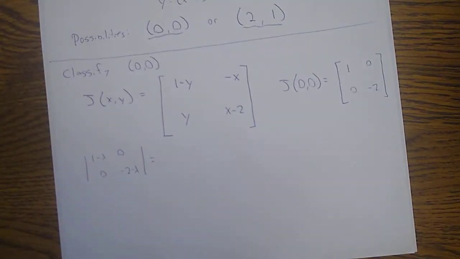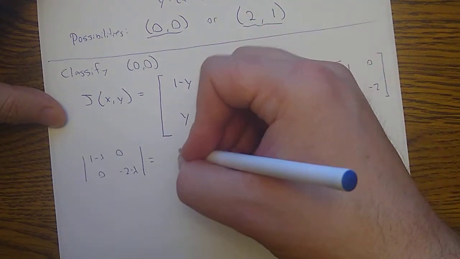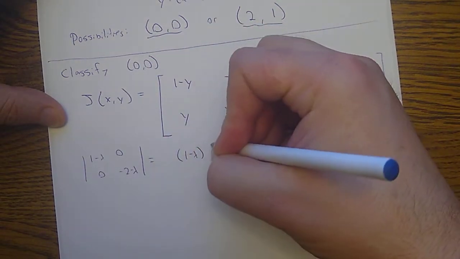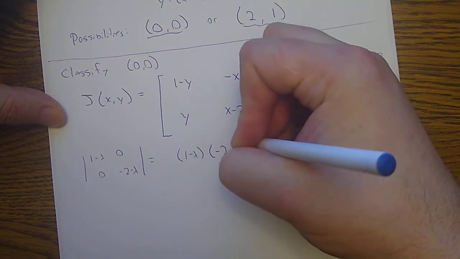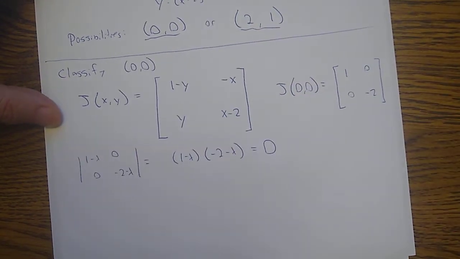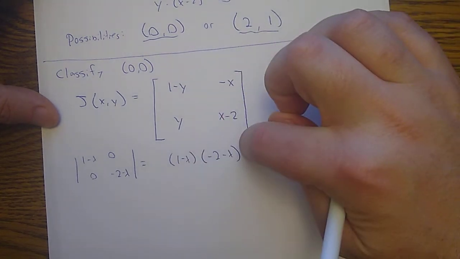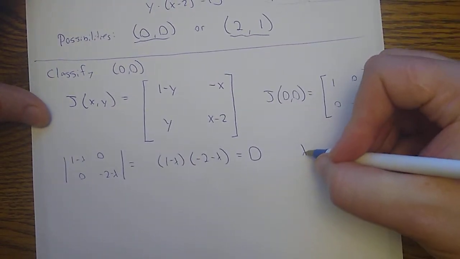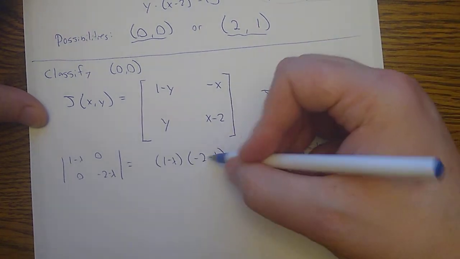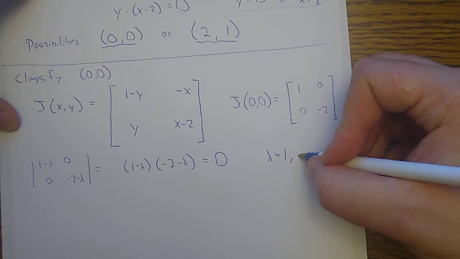This is going to be really easy because I just multiply these two. I get 1 minus lambda, negative 2 minus lambda, plus 0. And I set that equal to 0. So if I'm smart, I won't multiply anything out. I will just say lambda equals 1, or lambda equals, I guess, negative 2.